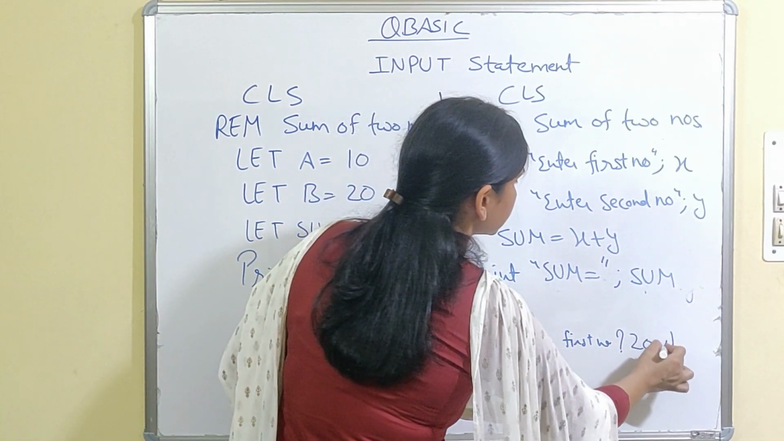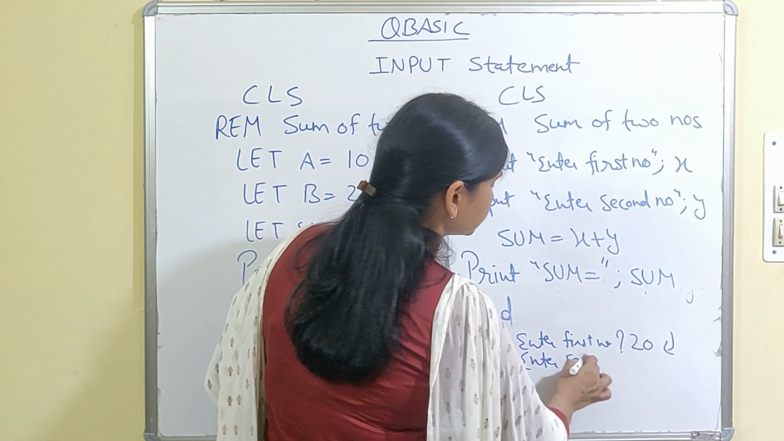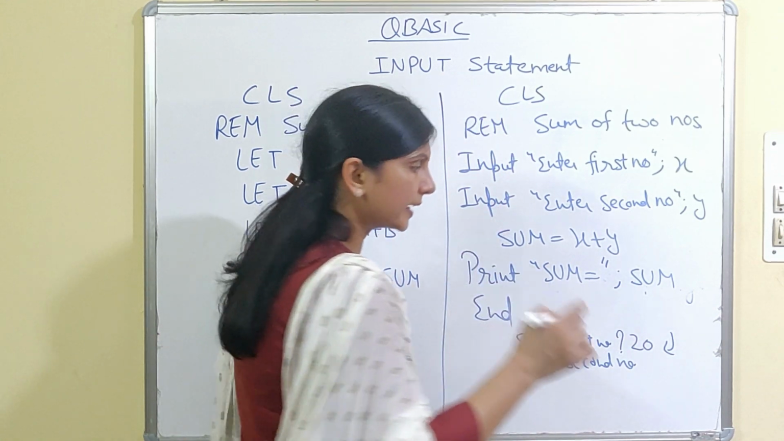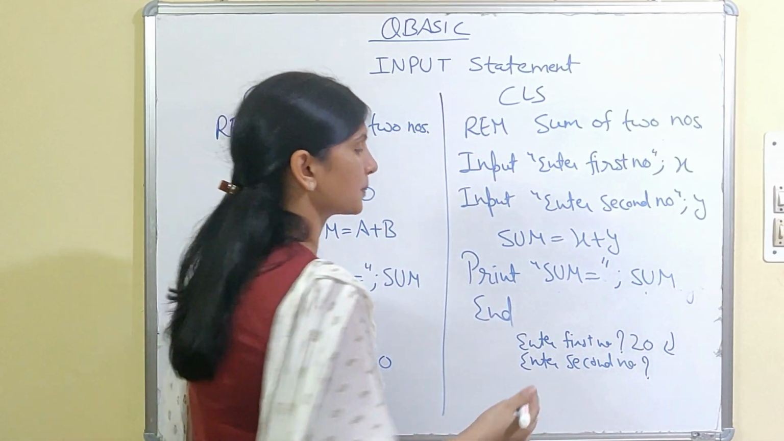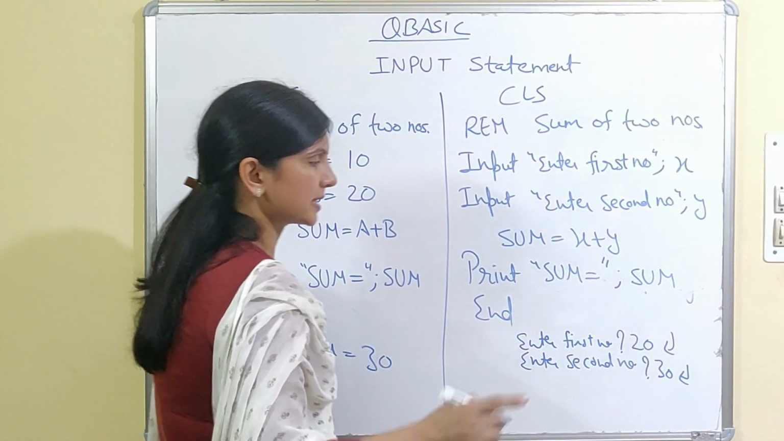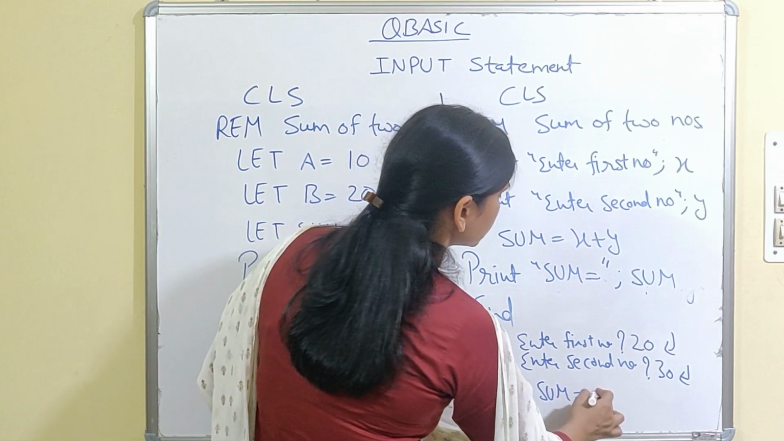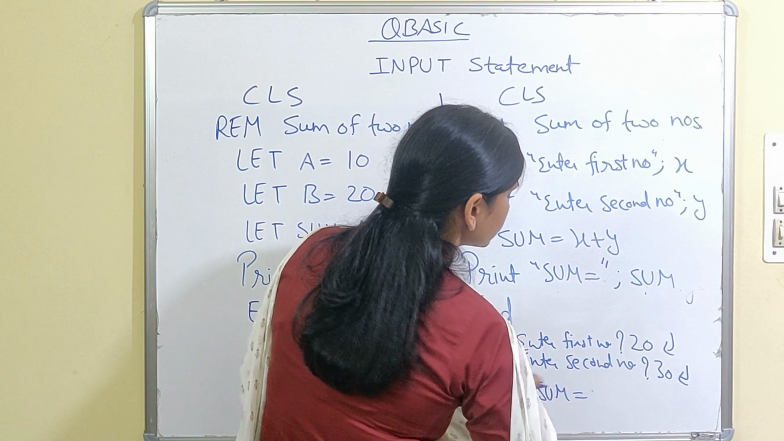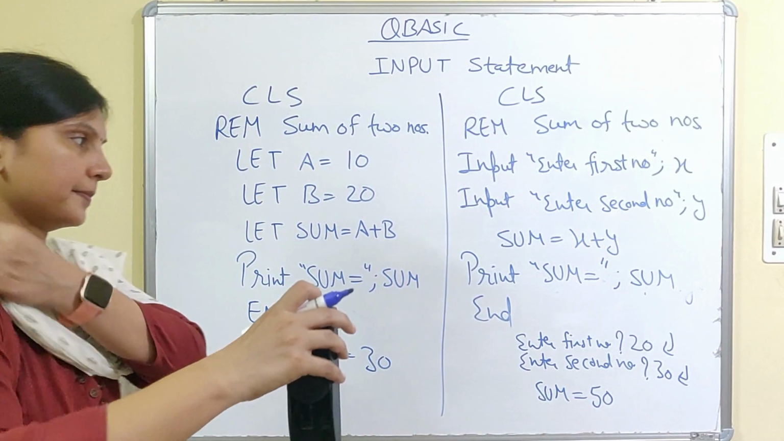Then as I press enter, after 20, it will ask enter second number. Enter second number, again question mark. Again it is waiting for the second number. Suppose I have given here 30. Then as I press enter, it will show you sum equals to 30 plus 20, 50. Fine. So this will be output sum equals to 50 in this case.